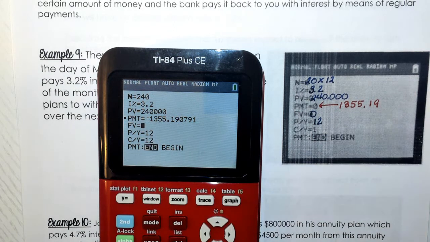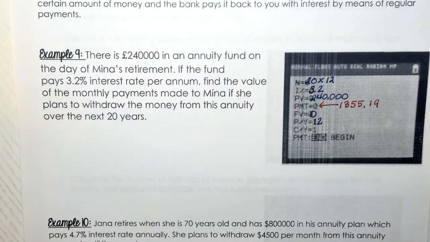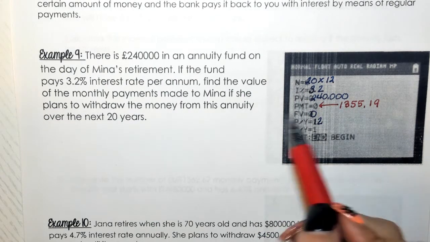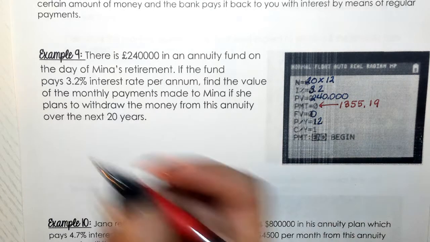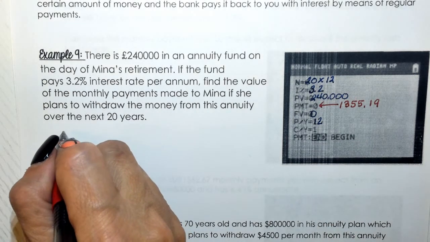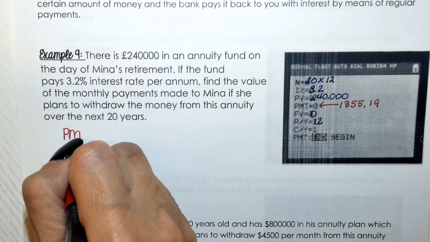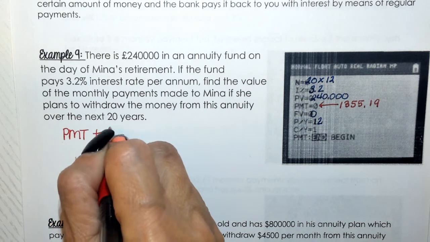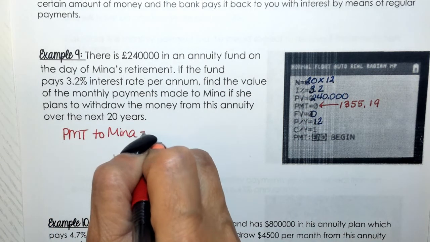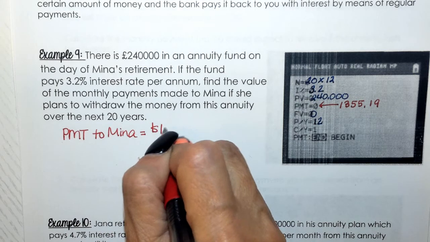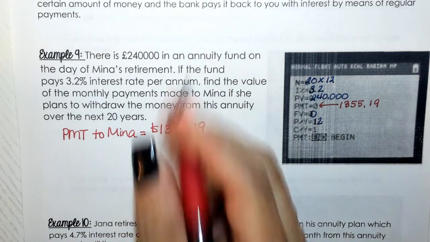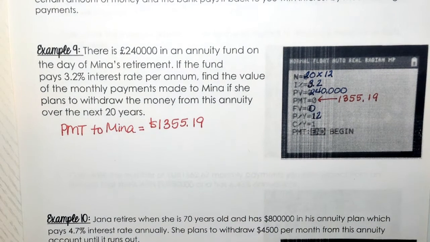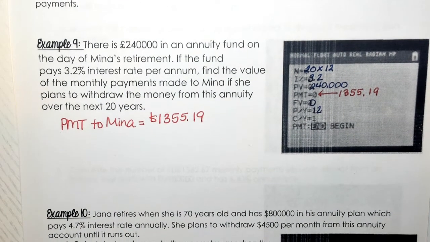We didn't really point that out much before. I mean, really, it's pretty much the same thing, right? You're investing $240,000. The bank is going to pay you back. But the interesting thing about this is the payment to Mina, because the bank is paying her, would be $1,355.19, and it would be in euros or pounds. I think that one's pounds.